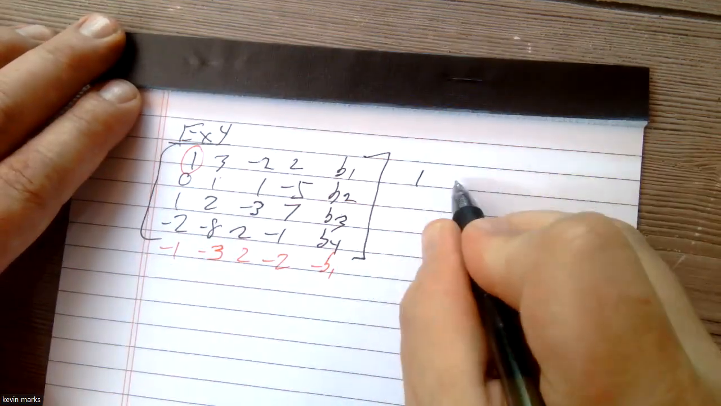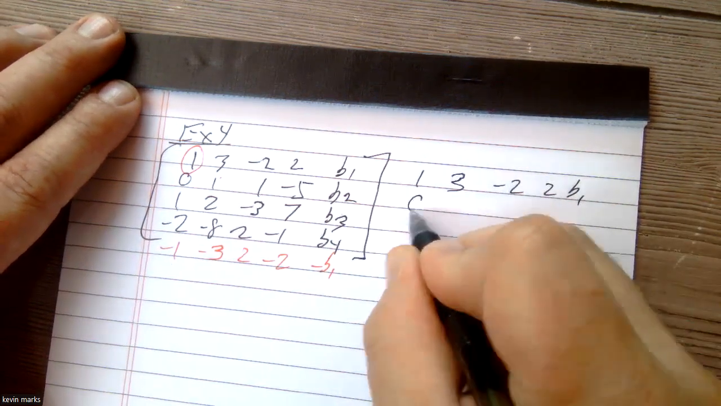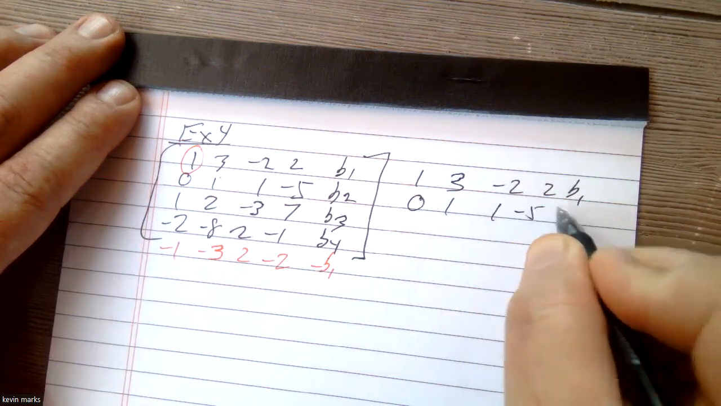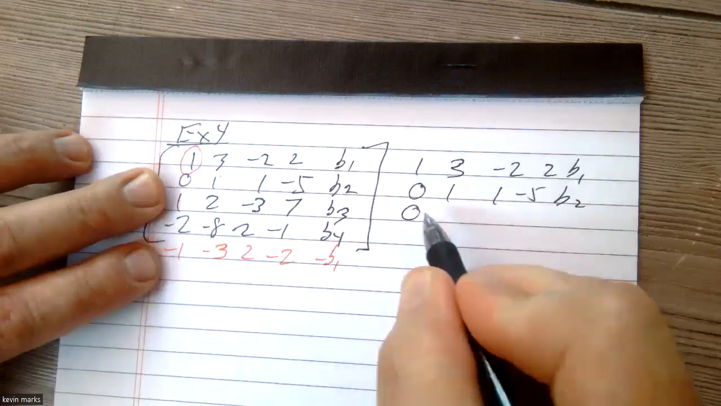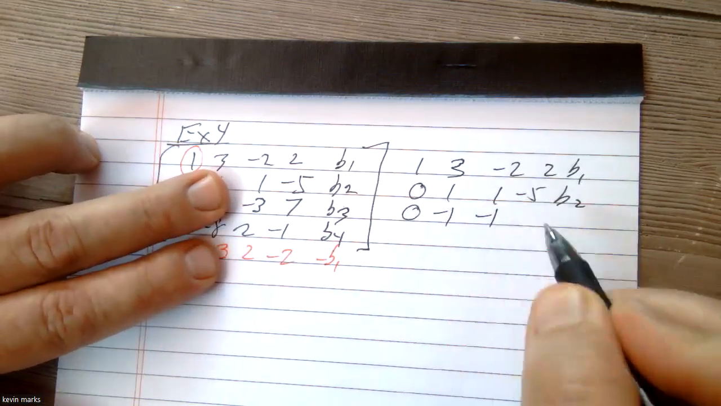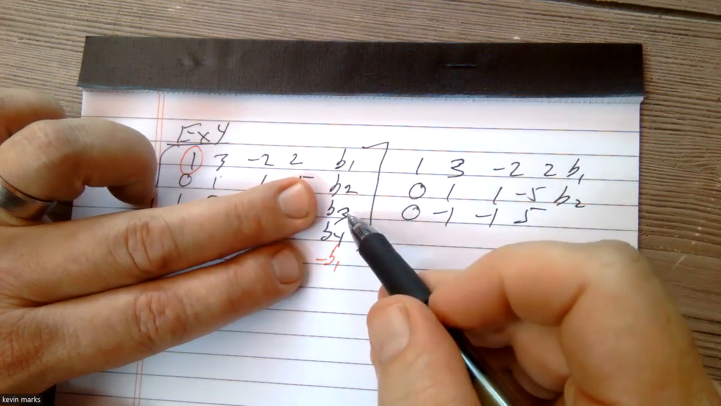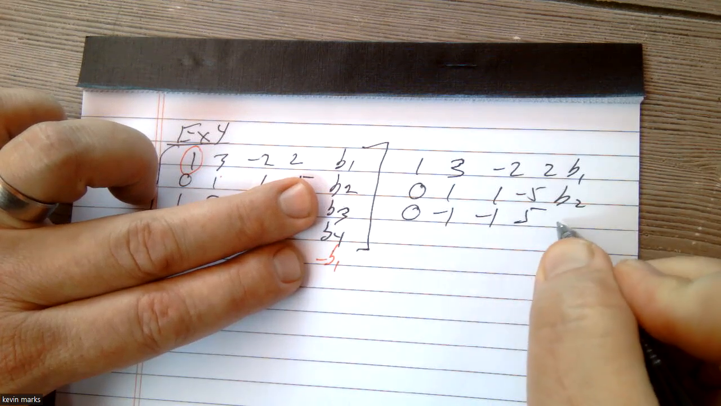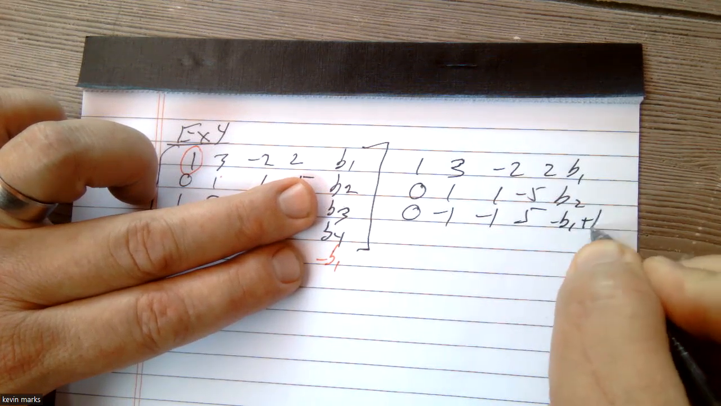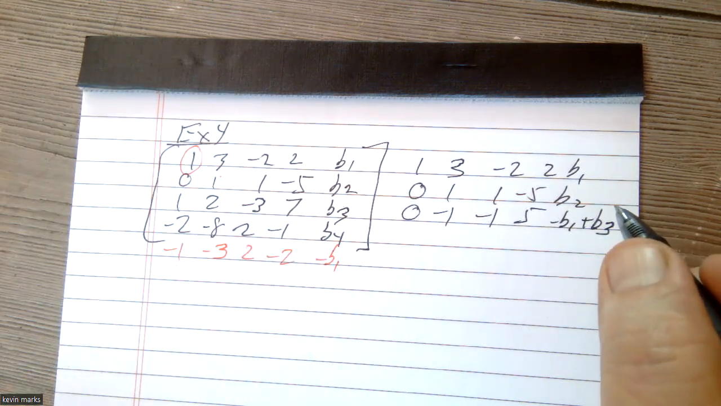That top row, 1, 3, -2, 2, b1, is going to stay put. 0, 1, 1, -5, b2 is going to stay put. But then these are going to come together to make 0, -1, -1, 5. And then here, normally you can write it in any order you want, b3 minus b1, but it might be nice to keep things in order, so negative b1 plus b3, in numerical 1, 2, 3 order. That's up to you.